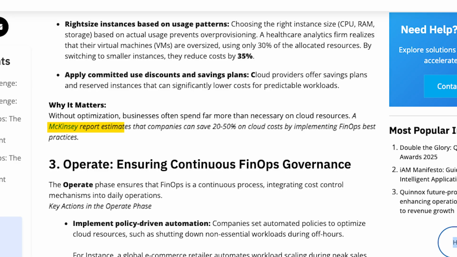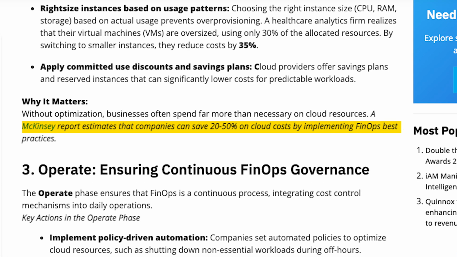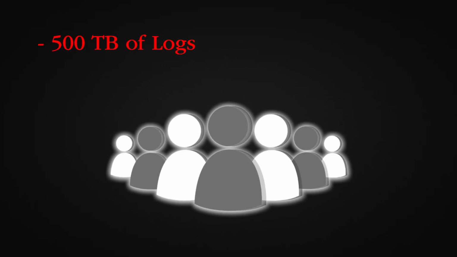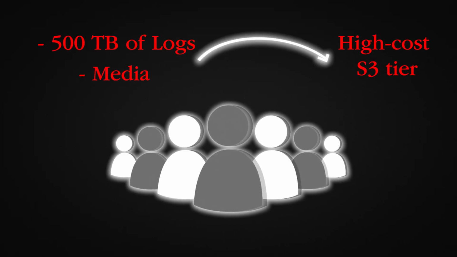Industry reports show cloud optimization programs typically save 20 to 50% in the first 6 to 12 months when done correctly. Small changes compound fast. Imagine a team storing 500 TB of logs and media on a high-cost S3 tier and never archiving. That's expensive and unnecessary for long-lived cold data. And it's the exact opportunity we will go through in the worked example later. Here is the playbook: 8 practical steps, explained and actionable.